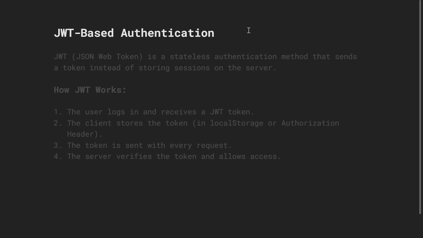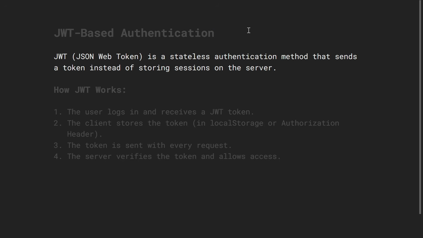Now we will see JWT based authentication. So first we will see what is JWT. JWT, that is JSON Web Token, is a stateless authentication method that sends a token instead of storing sessions on the server. Normally in session based authentication we store the session or cookie, but here we will get the token after authentication and we will save the token and reuse it.